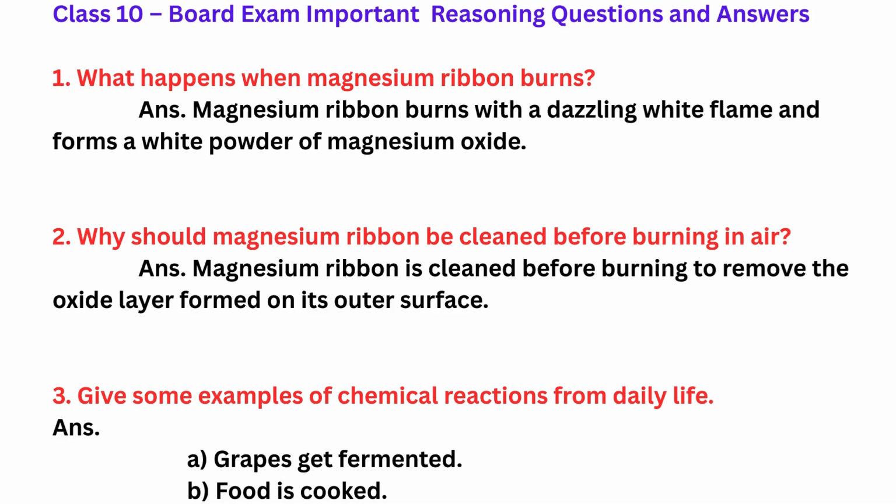Question number 2, why should magnesium ribbon be cleaned before burning in air? Answer, magnesium ribbon is cleaned before burning to remove the oxide layer formed on its outer surface. Question number 3, give some examples of chemical reactions from daily life. Answer, grapes get fermented, food is cooked.